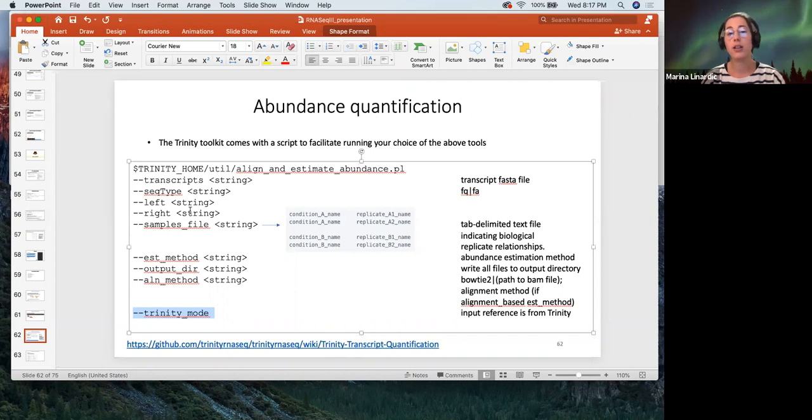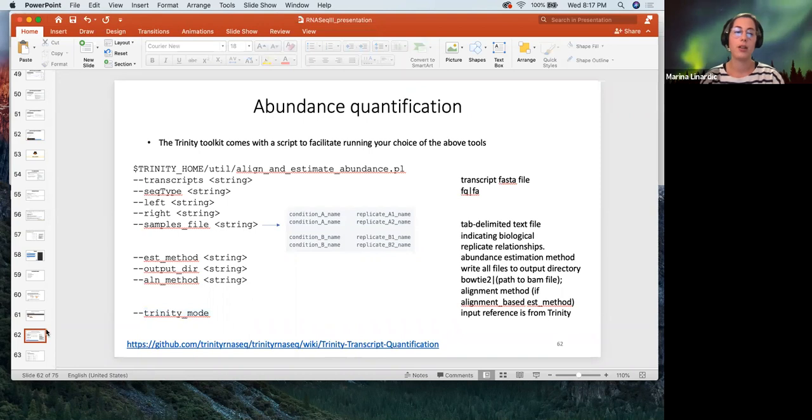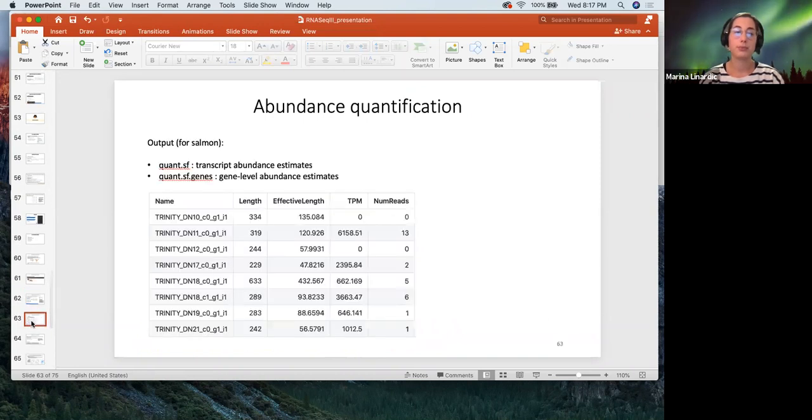There are other parameters that you can use when you run the abundance estimation, and you can find them right here on this link as well. Okay, so what is the output of Salmon, for instance? We have 2 files that we get out. We have quant.sf and quant.sf.genes. So quant.sf is the transcript abundance estimates, and the genes is the gene level abundance estimates.